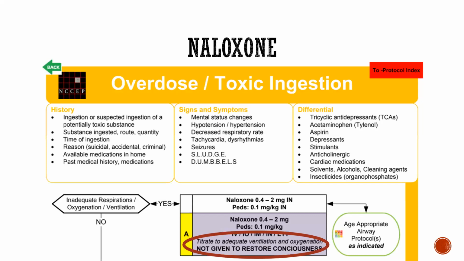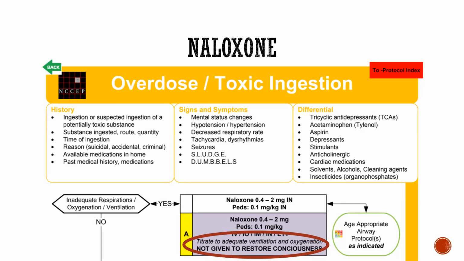Really quick reminder about naloxone. Naloxone is given to be titrated to adequate ventilation and oxygenation, not to restore consciousness, unless you want a combative, angry, refusing, vomiting patient in the back of your ambulance. There are lots of ways to do this. You can give 0.4 milligrams at a time. You can dilute that 0.4 milligrams by a factor of 10 in a 10 cc syringe and give 0.04 milligrams at a time.